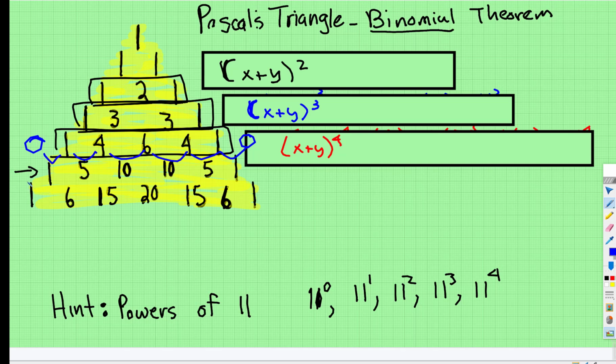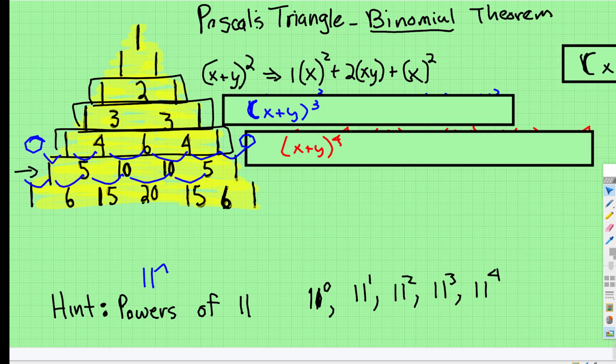Same with this next level. 0 plus 1 is 1. 1 plus 5 is 6. 5 plus 10 is 15. 10 plus 10 is 20. You get the idea? So up until binomials to the fourth, you can plug in 11 to a level and it will give you what those coefficients are. All right, so here's how you use that.